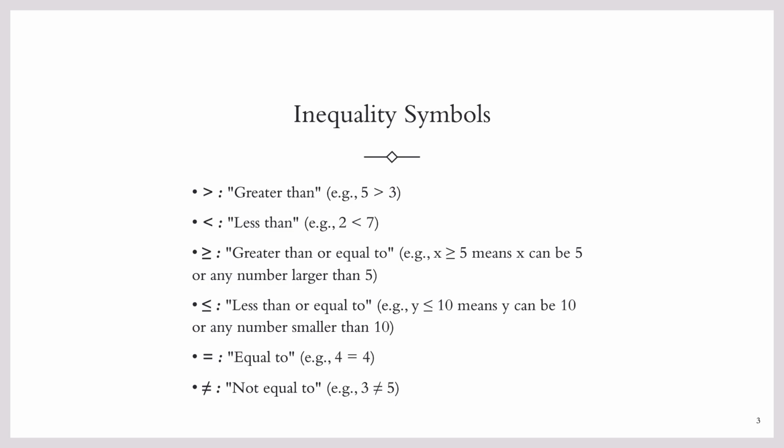And lastly, we have the equal to and not equal to signs. The equal to sign is what we are accustomed to. It means that the number on the left is always equal to the number on the right. And the not equal to sign does not quantify as either greater than or less than. It just means that the values are not equal to each other.